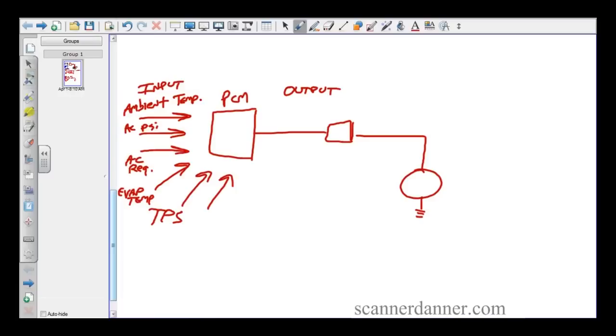We need to shut this AC off. So it'd be an engine coolant temp sensor. You know, and there's other ones, but look at the ones we have listed. 1, 2, 3, 4. We have 6 different inputs involved in the AC clutch circuit.